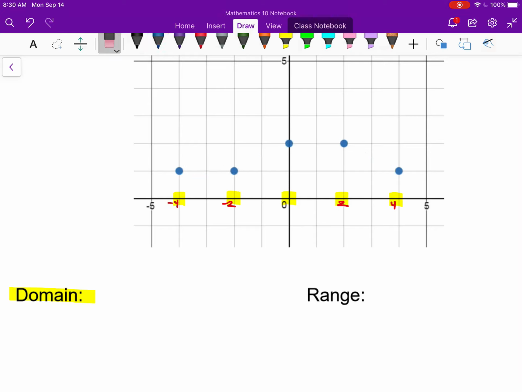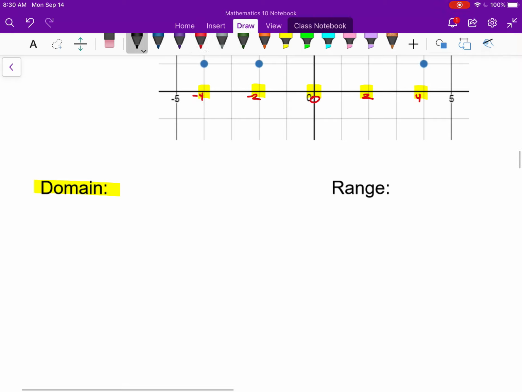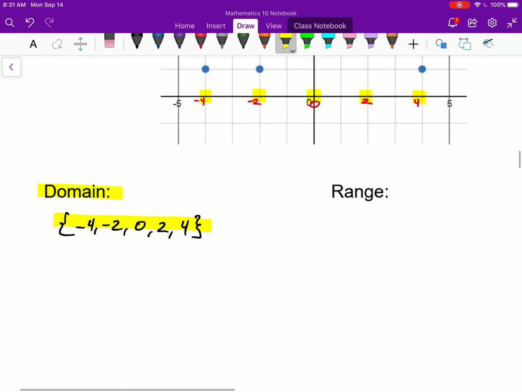And so my domain is just those numbers I wrote down, a list. A list can be in any order, but I think it makes sense to go smallest to largest: -4, -2, 0, 2, and 4. And then again, we usually put these curly brackets to show the start and end of a list. That's it. So what's the range?